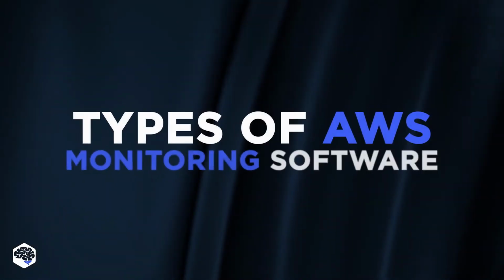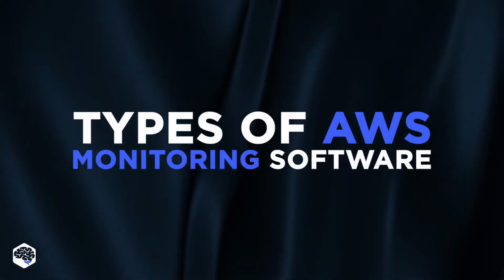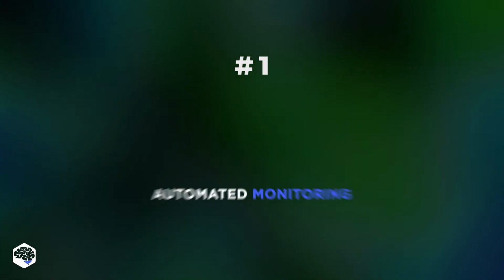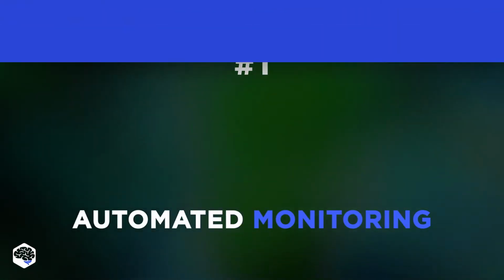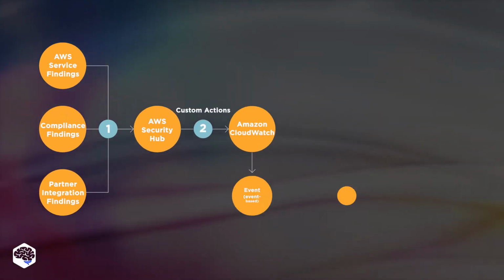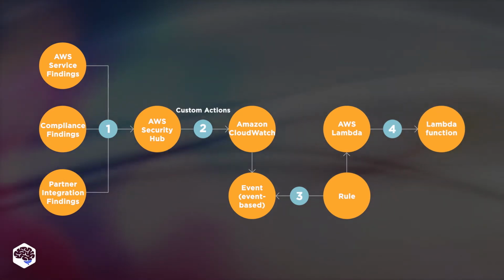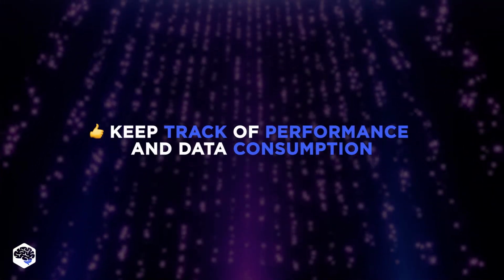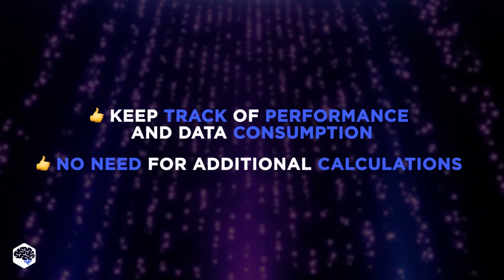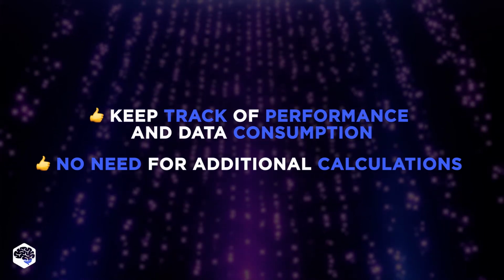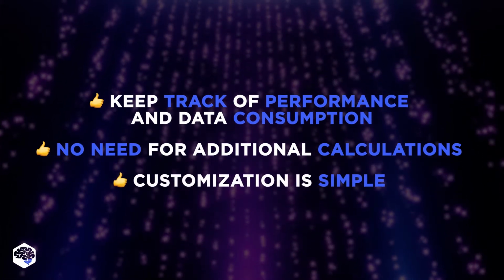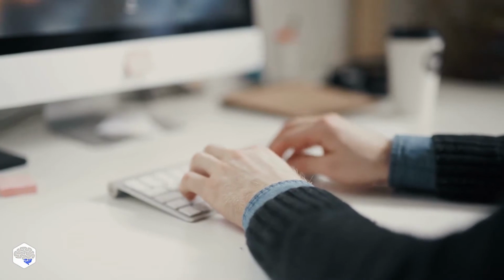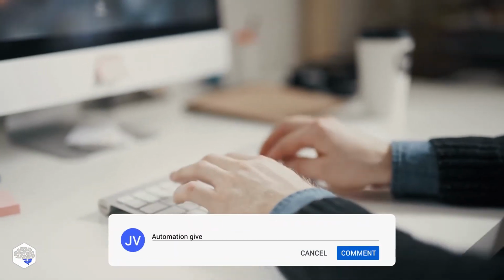Let's now review types of Amazon Web Services monitoring software. The first type is automated monitoring. Automated monitoring tools are enabled by default, regardless of whether developers work with them or not, and they provide such benefits as you can keep track of your software performance and data consumption. There is no need to perform additional calculations, while customization is simple. We at Jelvix recommend teams to invest in automated AWS tools.